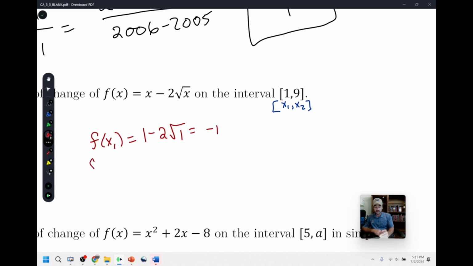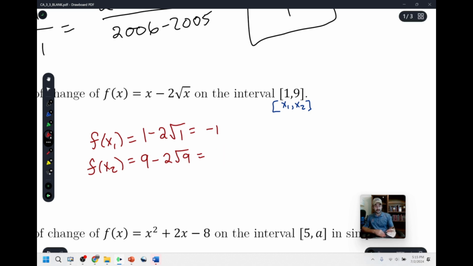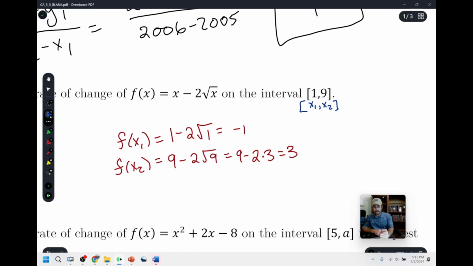1. And our f of x2 will be a little harder, but not too much. 9 minus 2 root 9, which is 9 minus 6, so that's just going to be 3. Or if you want to take it a step slower, 9 minus 2 times 3, 9 minus 6 is 3. So now I'm going to label those. It says f of x1, but if you really want to think about it in a different way, you could say that's y1 and y2. That's the output of the input of x1 and x2.